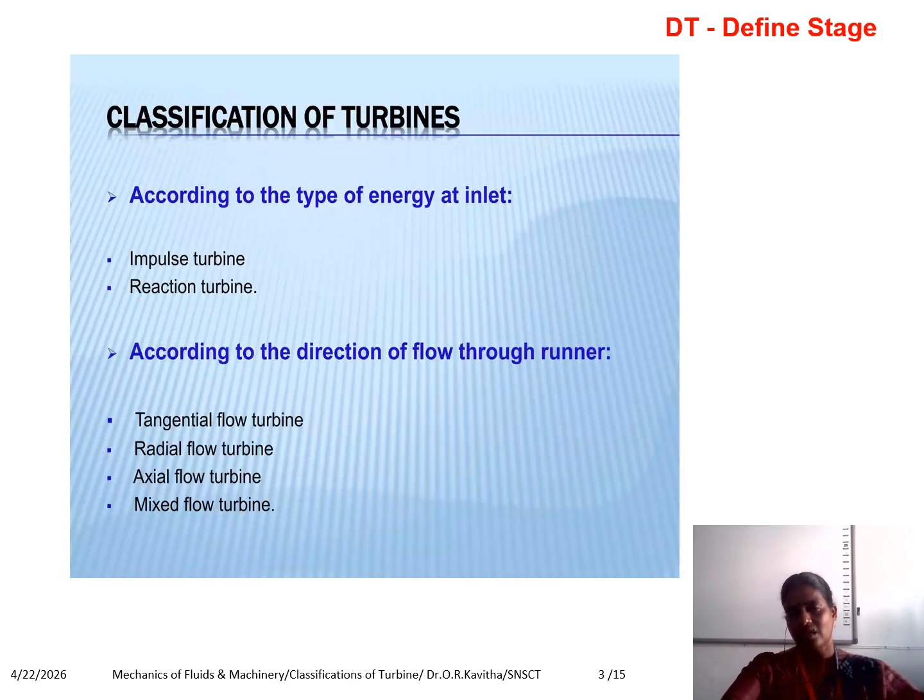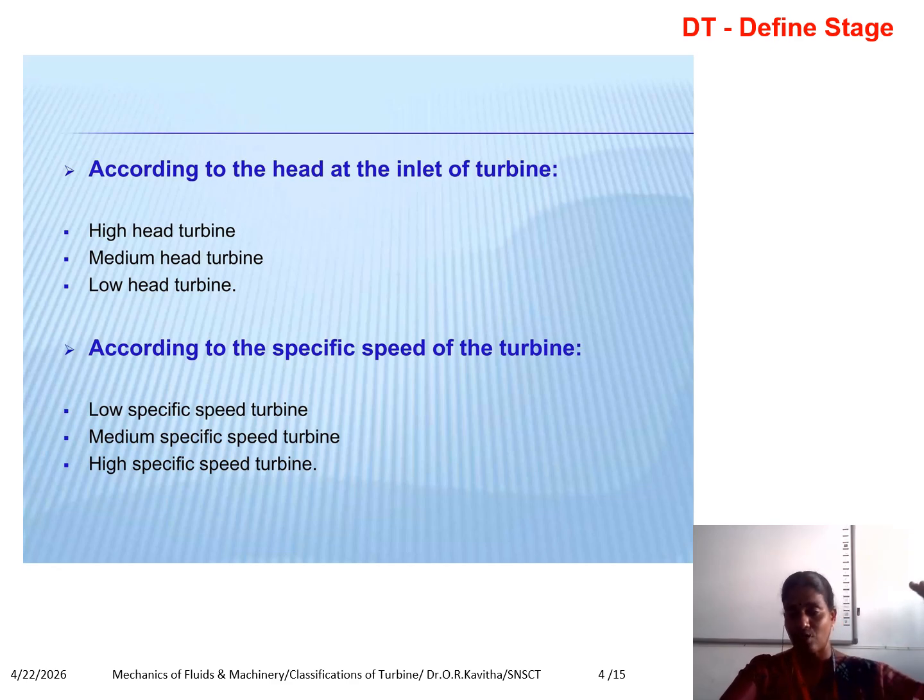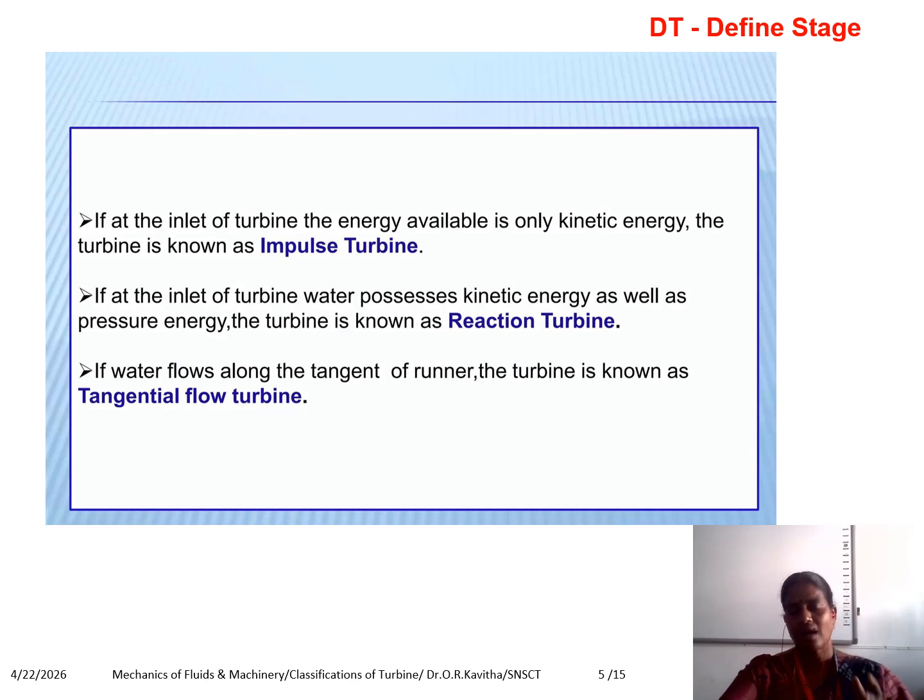The classification will be according to the energy. According to energy, it is an impulse turbine or a reaction turbine. According to the direction of flow of water, we classify turbines as tangential flow, radial flow, axial flow and mixed flow turbines. According to the head of water at inlet, which means whether you are storing a huge amount of water or the amount of water is less, we classify them as high head, medium head and low head. According to the specific speed of the turbine, they are low specific speed, medium specific speed and high specific speed. Now we will see these.